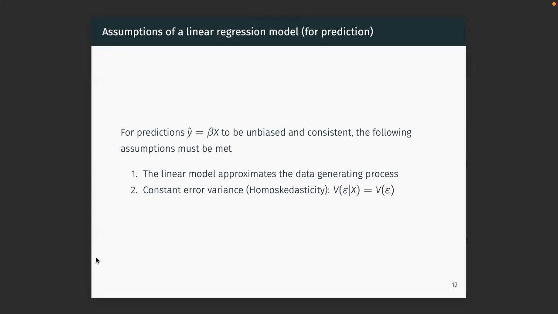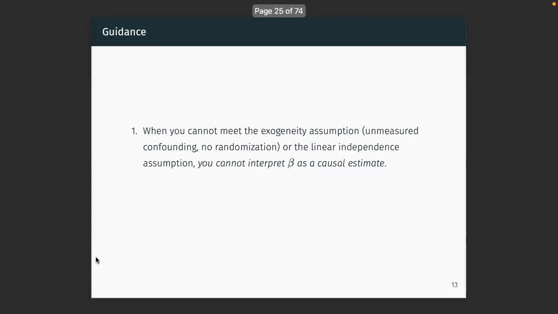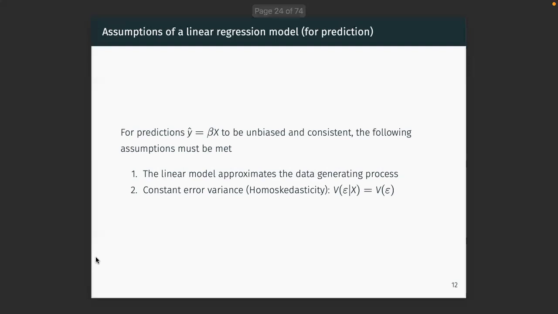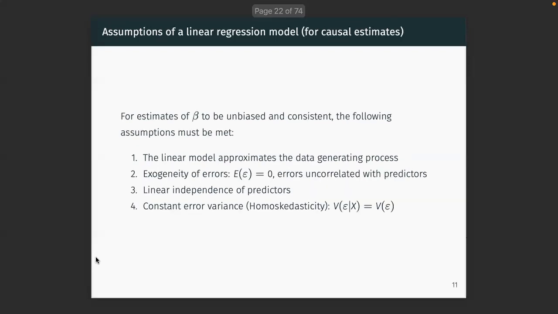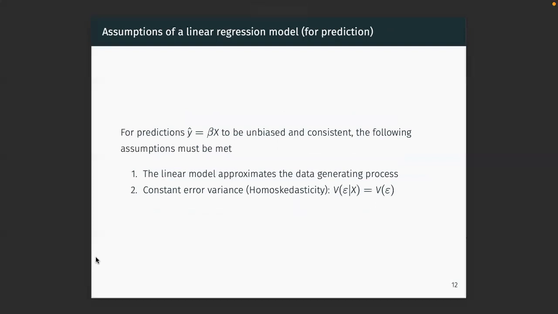We do have to have constant error variance, but I don't care about independence of predictors anymore. And I also don't care about exogeneity of errors anymore. I can drop those 2 assumptions if all I want to do is prediction. So I do still have to demonstrate that the linear model is appropriate. And I do still have to demonstrate that the error variance doesn't depend on the location of x. But if I have those 2 things, I can still generate accurate predictions.